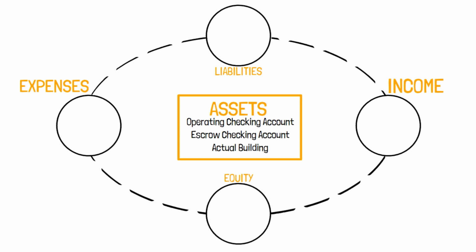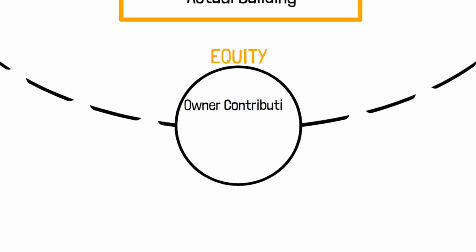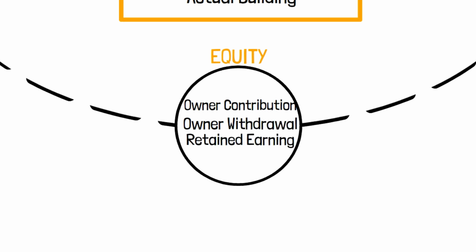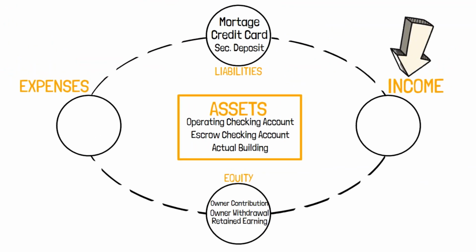Similarly, the liabilities of the business would be things like the mortgage principal, credit cards, security deposits, etc. And finally, on the equity side, you would find things like the owner capital contribution, owner withdrawal, retained earnings, etc. We have explained what these various subcategories or chart of accounts are in a previous video.